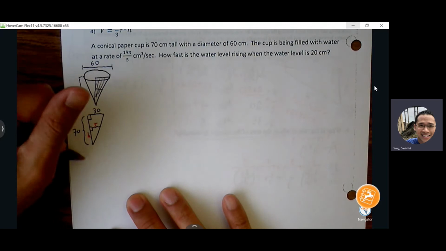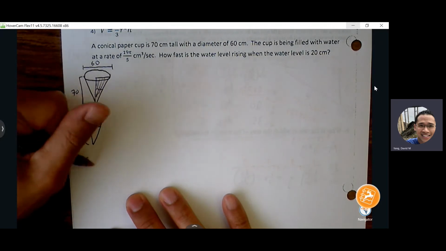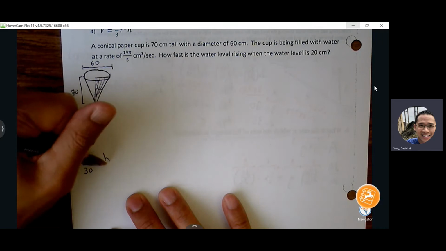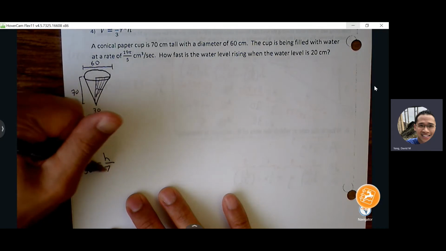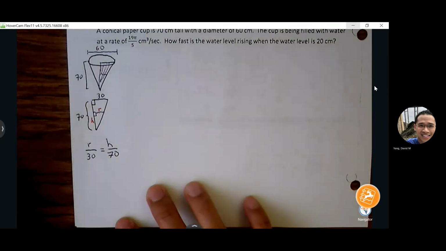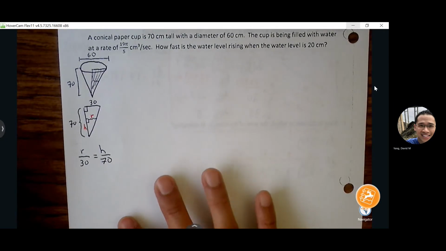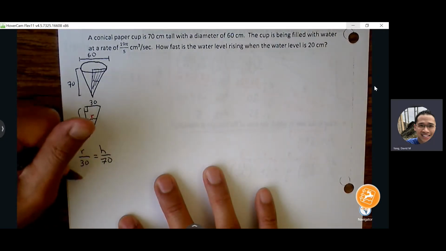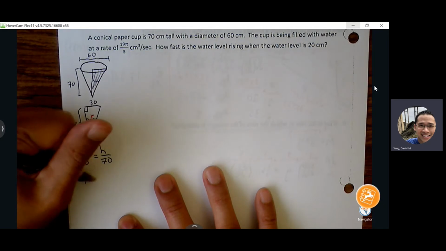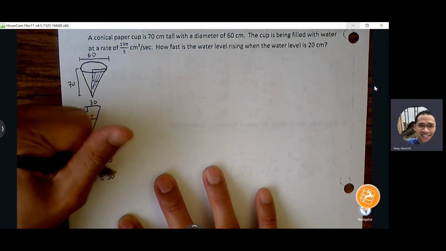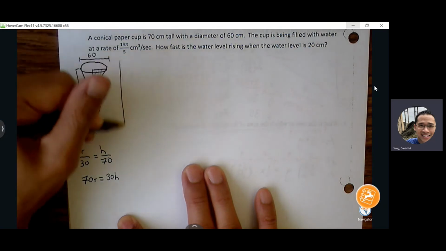I can say the radius of the small cone is to the radius of the large cone as the height of the small cone is to the height of the large cone. I'm going to cross multiply, but I still don't know exactly which variable I want to solve for. I'll come back to that.